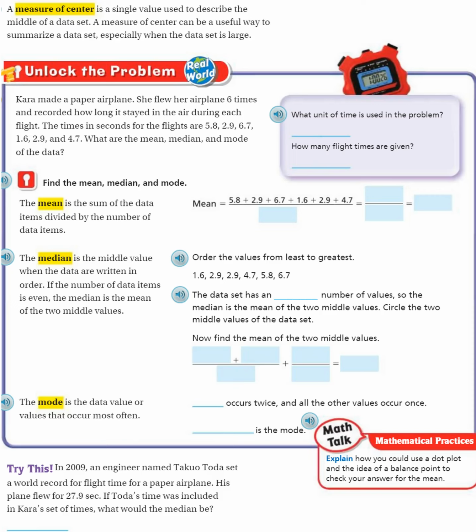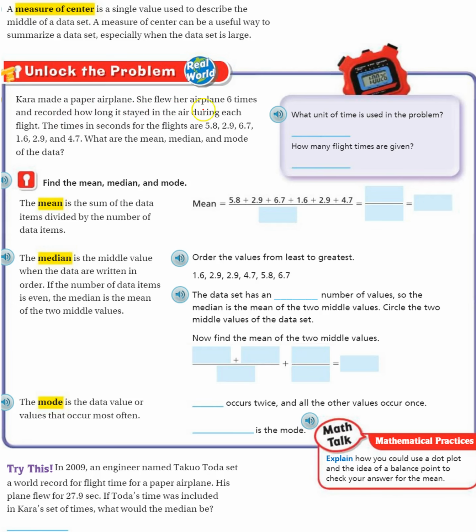All right, join me on page 495, chapter 12, lesson 6. A measure of center is a single value, so one number, used to describe the middle of a data set. A measure of center can be a useful way to summarize a data set, especially when the data set is large. So if you have a bunch of numbers, to kind of sum it up, you try to use a measure of center. Say this is where most of the data was, around this number.